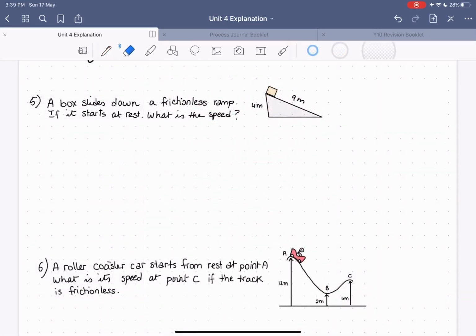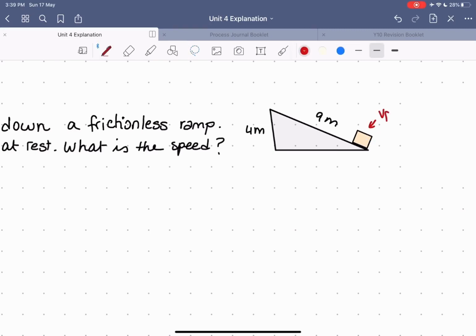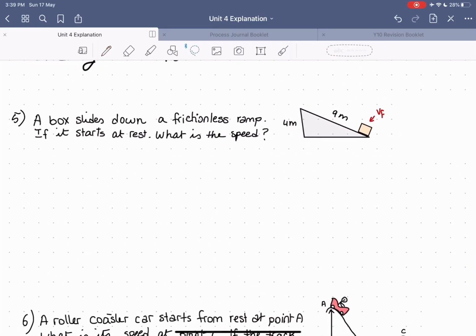Okay, now question 5. We have a box that is sliding down a frictionless ramp. If it starts at rest, what is the speed at the end? So that's the box. We want to find out what is the speed of the box at this position. This is called the final velocity. Initially the box was raised to an altitude of 4 meters above the ground, right? So this means that the GPE initial plus KE initial is equal to GPE final plus KE final.